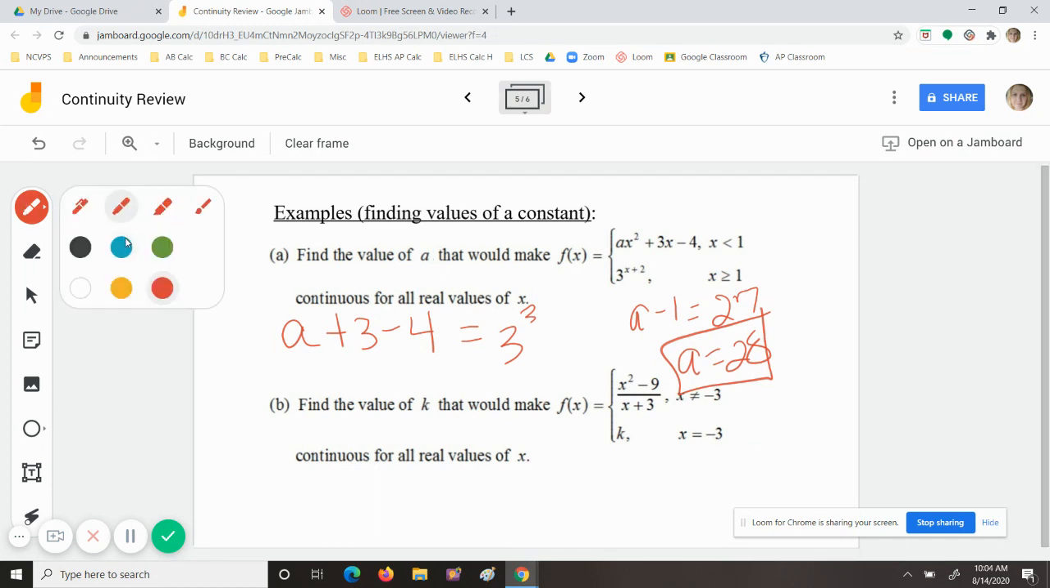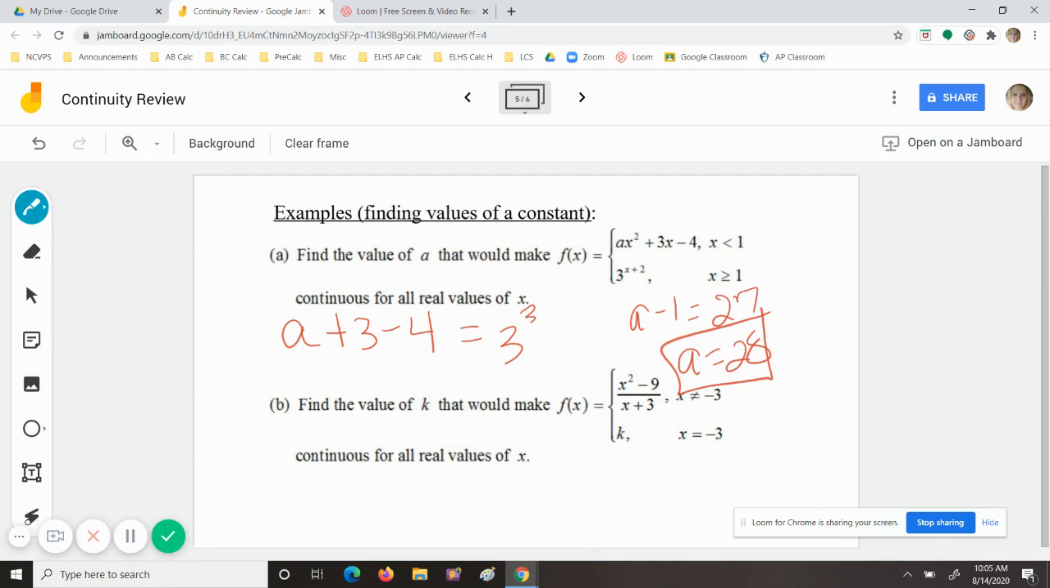So if we are solving for k, we want to make sure the limit is equal to the function value. We know the function value at -3 is going to be k. We need to know what the limit value is. Well, think about this. Everywhere except at -3, we use this function on the top for f of x. That means that if we were trying to find the limit as x approaches -3, we'd be using this function because the function would look like this rational function as we're approaching from left to right.